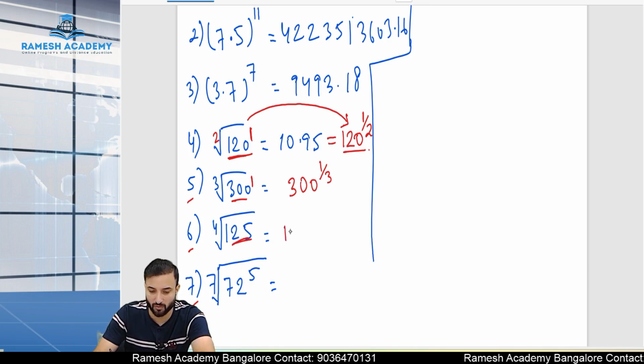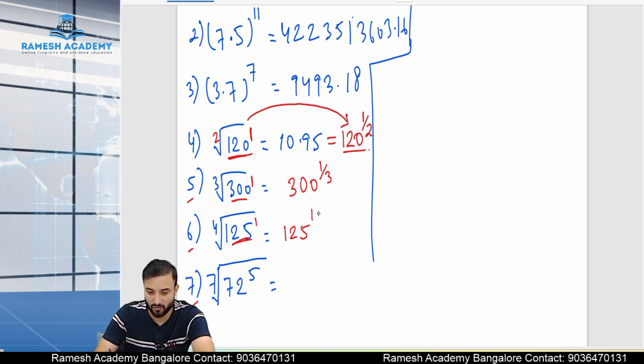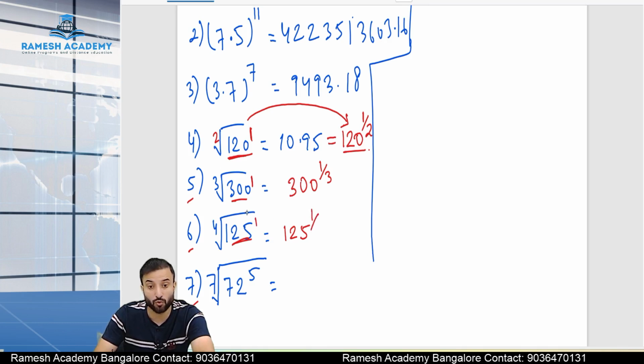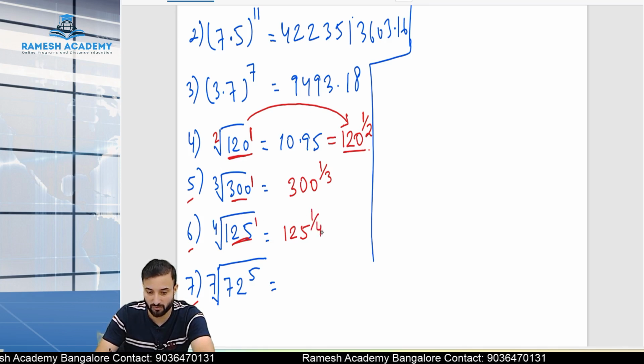First we will write the number 125. Then what is the power of 125? Nothing means 1. 1 divided by the root. The root is the fourth root, so 1 by 4.